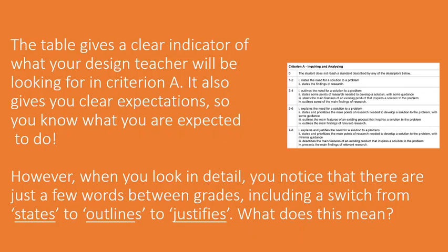So the assessment criteria table gives a clear indicator of what your design teacher will be looking for in criterion A. It also gives you clear expectations so you know what you're expected to do. However, when you look in detail, you notice that there are just a few words between the grades, including a switch from states to outlines to justifies.